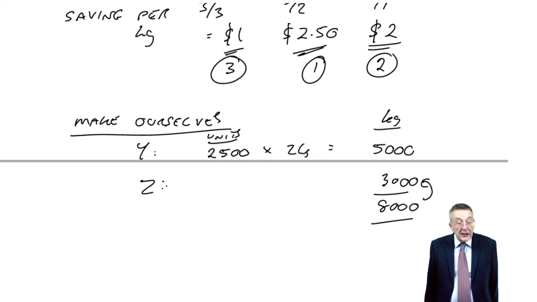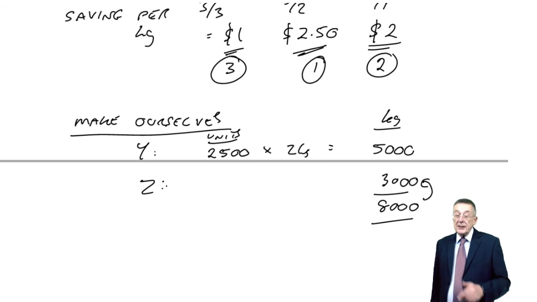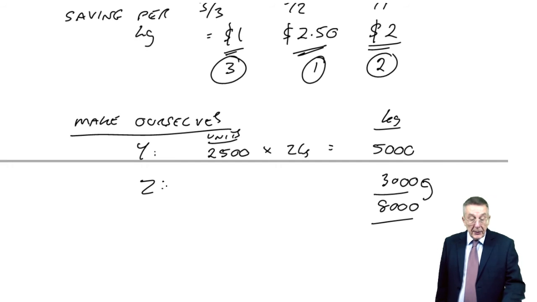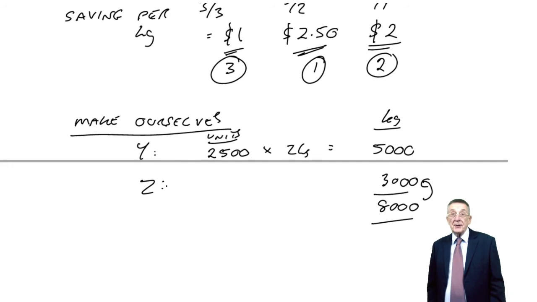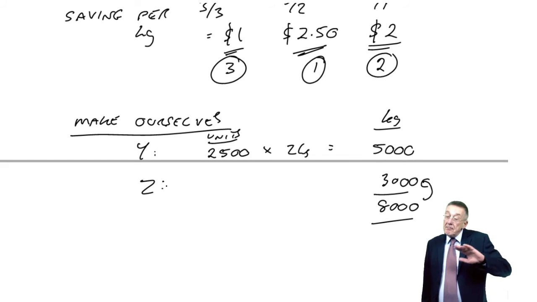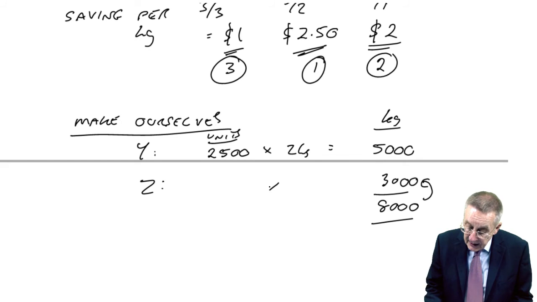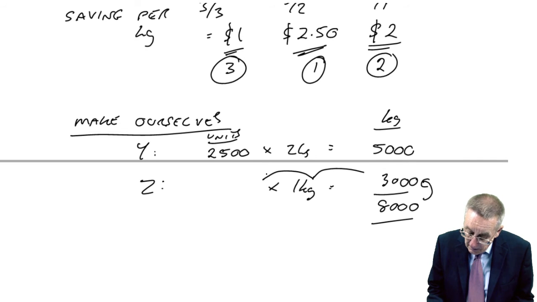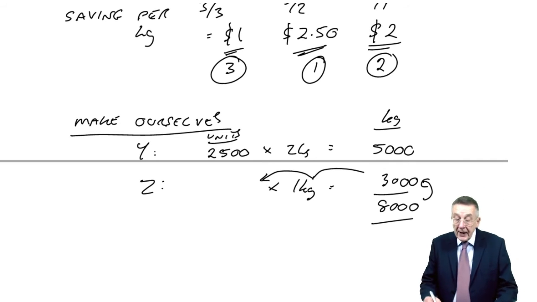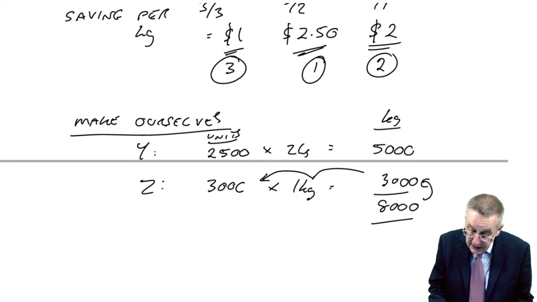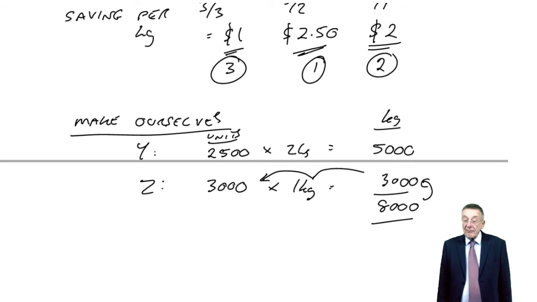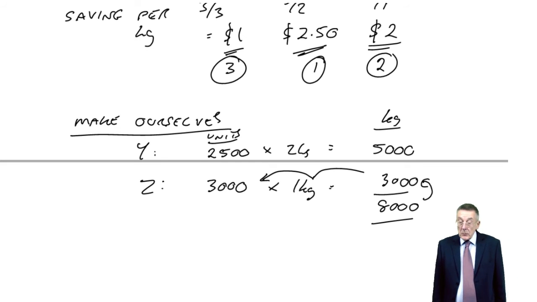And so Z, the demand is 4,000 units. But I can see straight away we can't possibly make ourselves 4,000 units. It would need a kilo each. It'd need 4,000 kilos. We've only got 3,000. So we'll make as many Zs as we can. It's a kilo per unit. And therefore, we'll make 3,000 Zs.